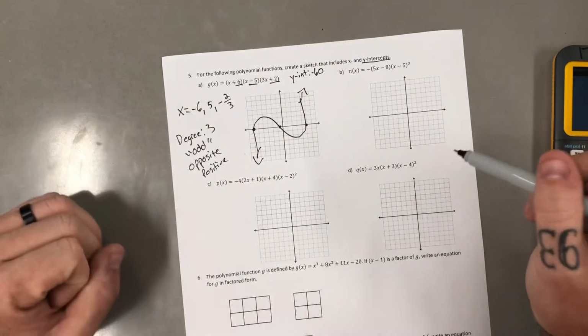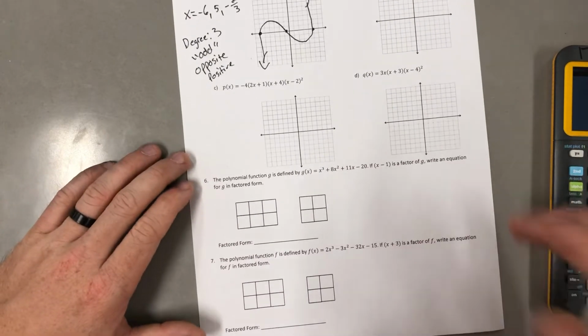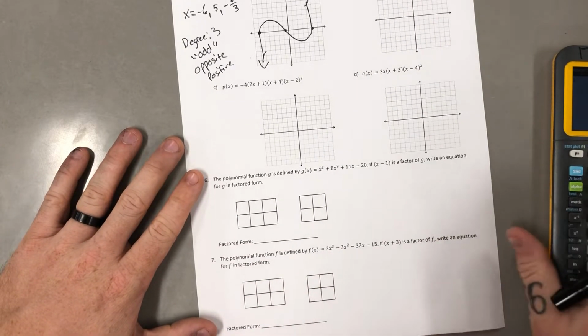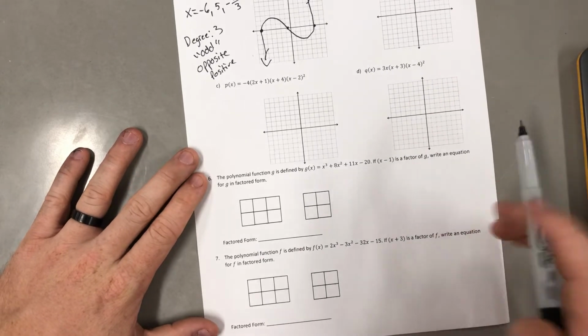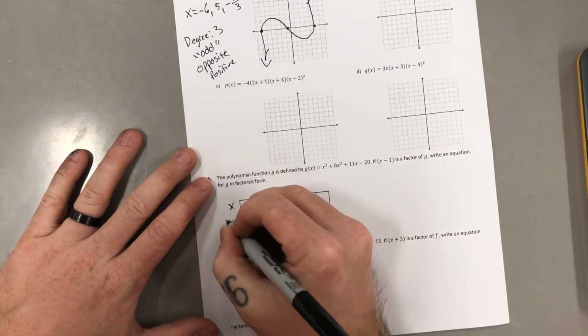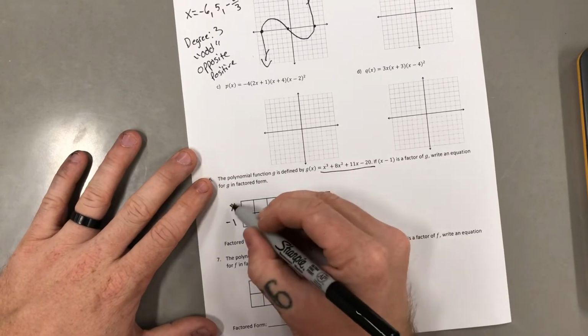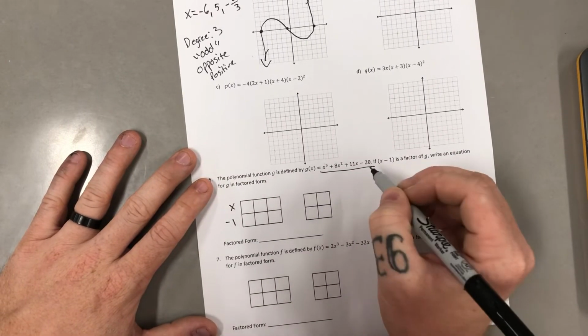And that's what you would do for all of them. All right, for number 6, the polynomial is defined by this. If x minus 1 is a factor, write in factored form. So you're going to take x minus 1, and you're going to work backwards to solve this. We have to figure out what we multiplied x minus 1 by to get this.